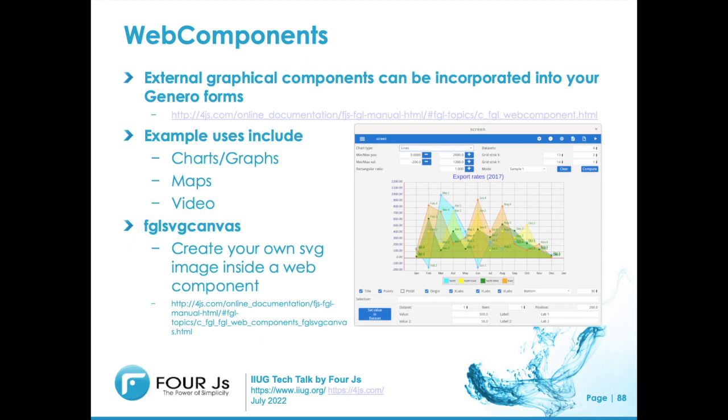I should also mention web components. These are external graphical components that can be incorporated within your Genero forms, and this is what you typically use for things like charts and graphs, maps, video, and infographics. FGL SVG Canvas is a web component we supply, which enables you to create your own SVG image inside a web component. So then maybe you create your own infographics or create your own graphs and charts.